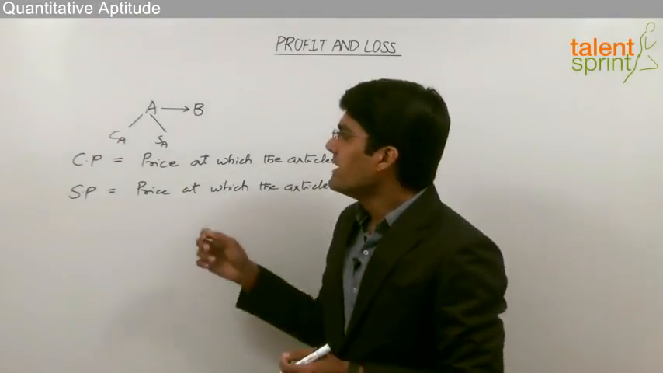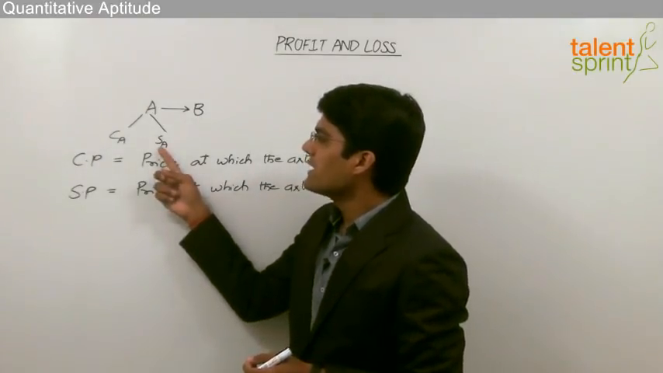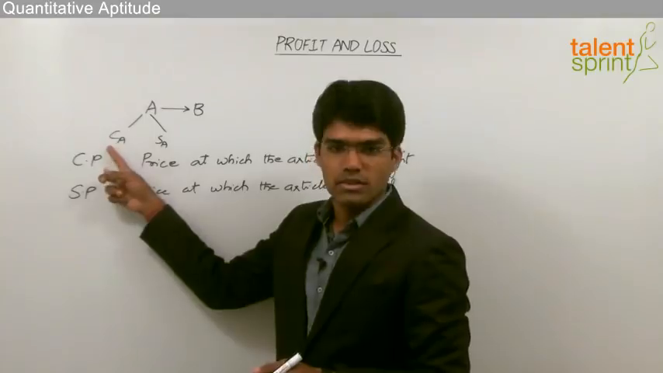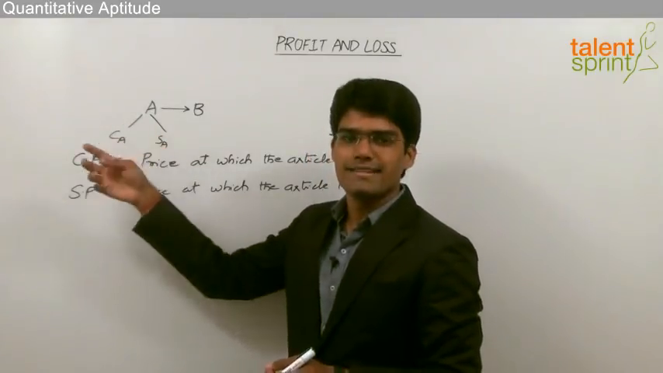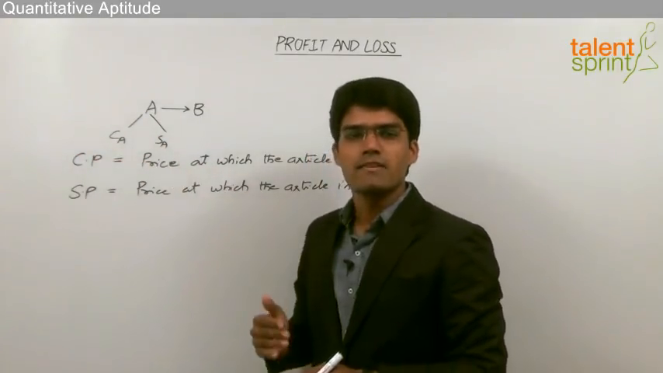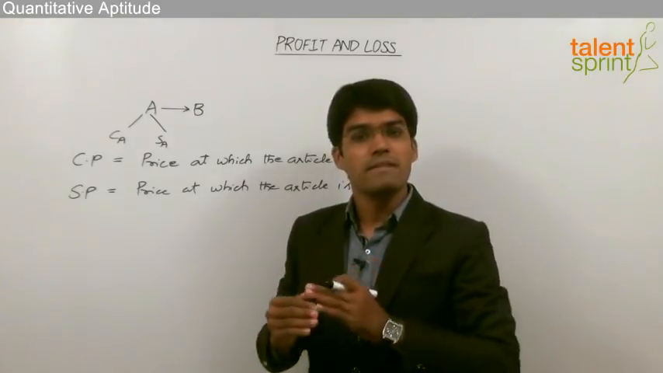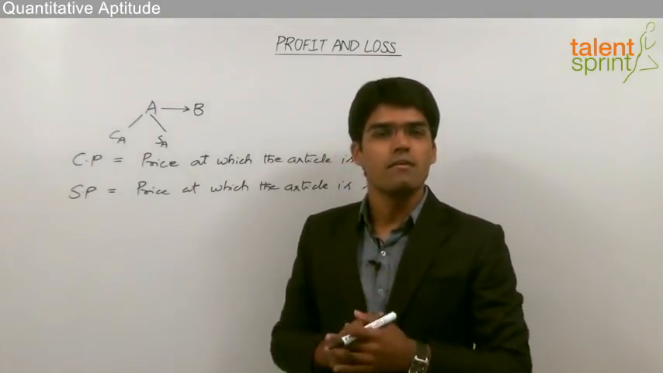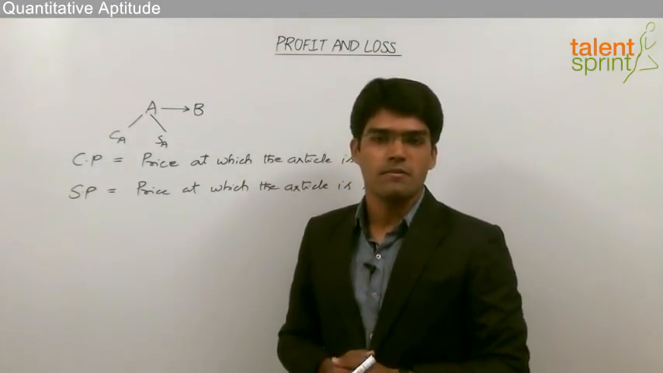For example, let's say that the selling price of the article is higher than the cost price. In that case, you can understand that A has bought the article at some value and sold it at a higher value. So the difference of these two values is the gain made by A, which is called profit.